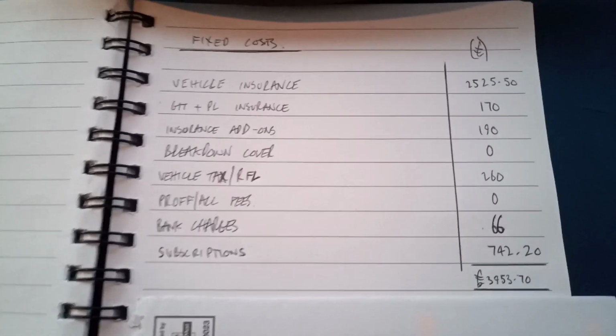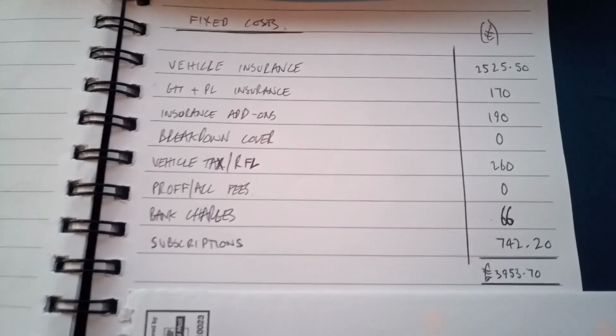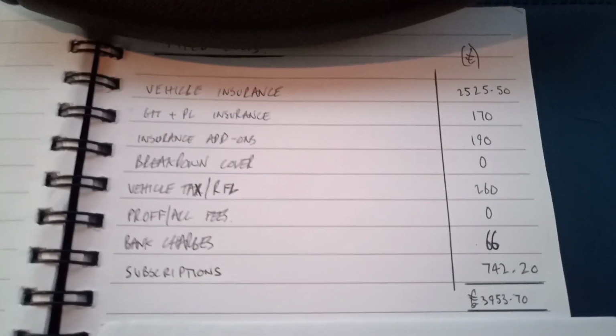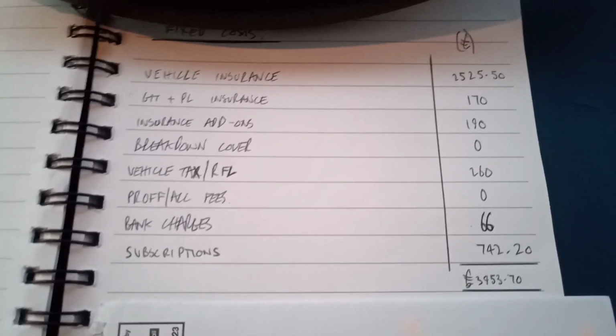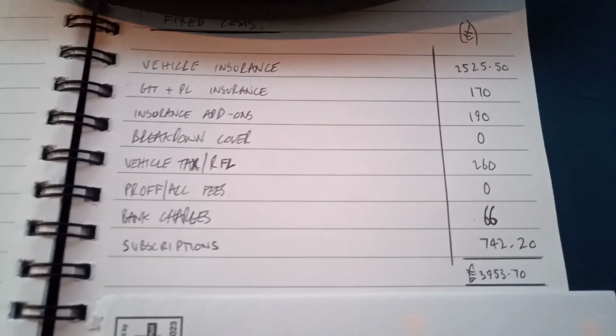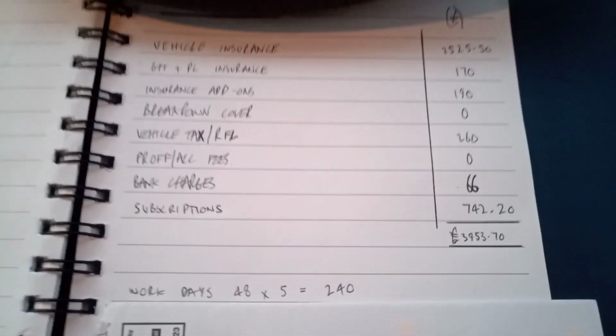So that comes to my annual fixed costs of £3,953.70. So that's my fixed costs. And then what you need to do, or the way I've done it, is to work out how much that is per working day. You need to decide how many working days you're going to do a year.